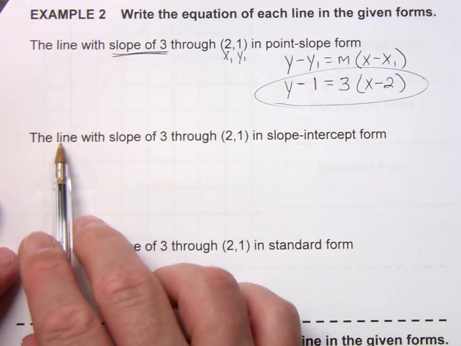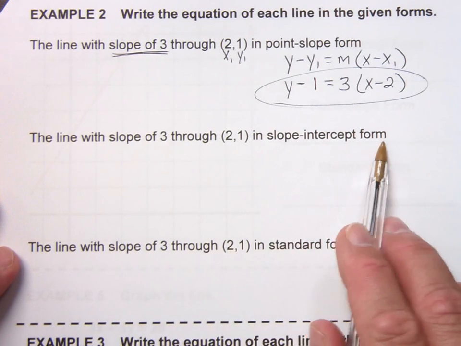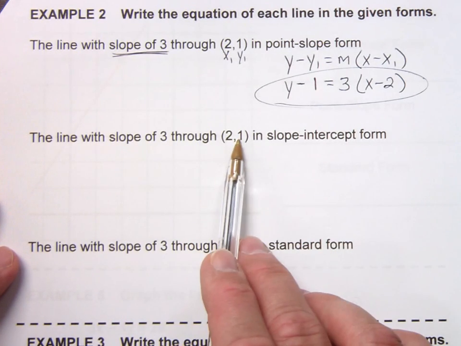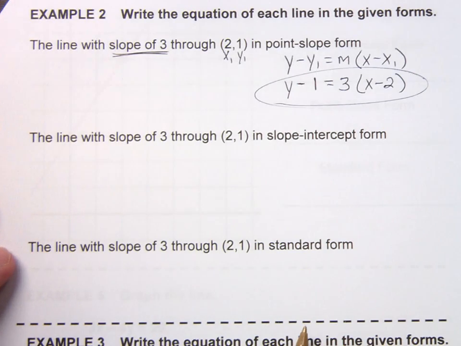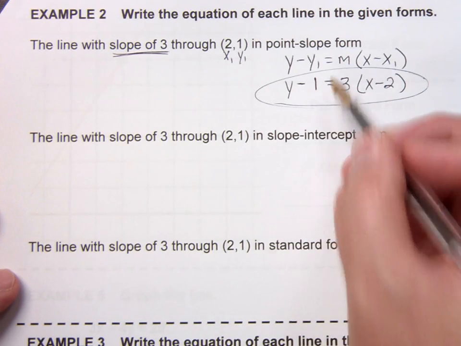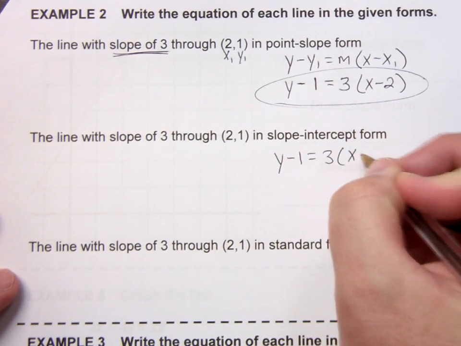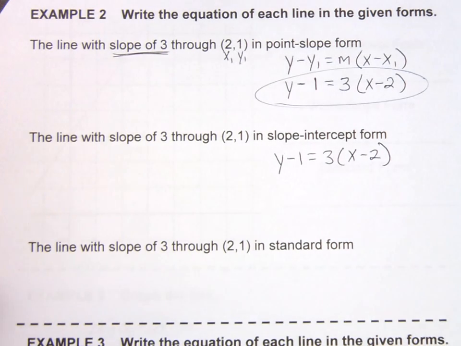Alright, then we want the equation of a line with a slope of 3 through the point (2, 1) in slope-intercept form. Notice the exact same information, but now we want it in slope-intercept form. So if I was doing this process, I would again start here. I would plug in the point and the slope. And then once I have point-slope form, we just have to do a little bit of algebra work to get this into slope-intercept form.